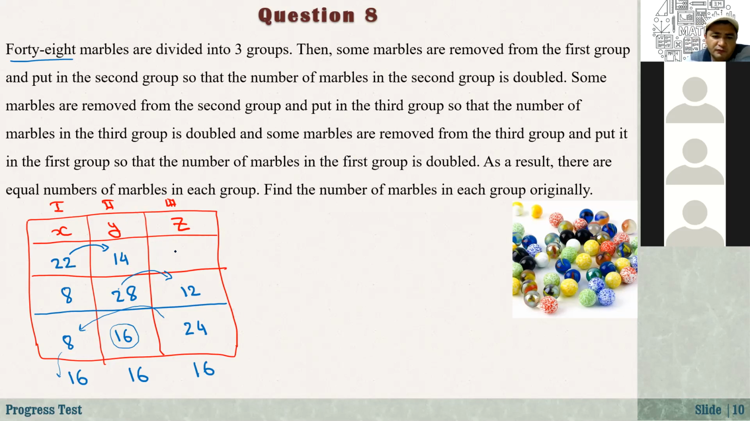And how about in the third group? We didn't do anything. It is 12. So the answer is, originally in the first group we had 22 marbles, in the second group we had 14 marbles, and in the third group we had 12 marbles.